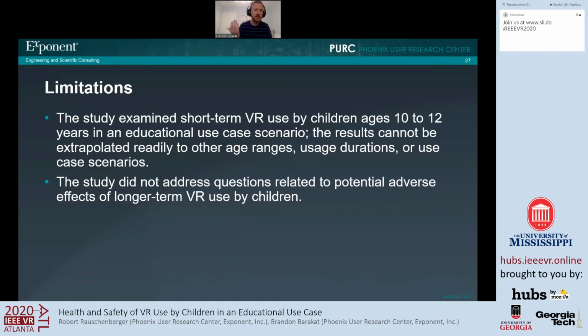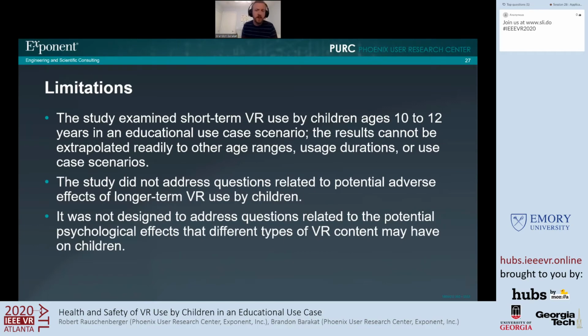In particular, this study does not address longer-term VR use, which I think is still an open question and an important one, which hopefully future studies can start to address. And then the study also doesn't address whether different types of VR content could have differentiating effects on kids, which is something to consider, especially from a psychological perspective. I think that's something that future studies should take a look at.